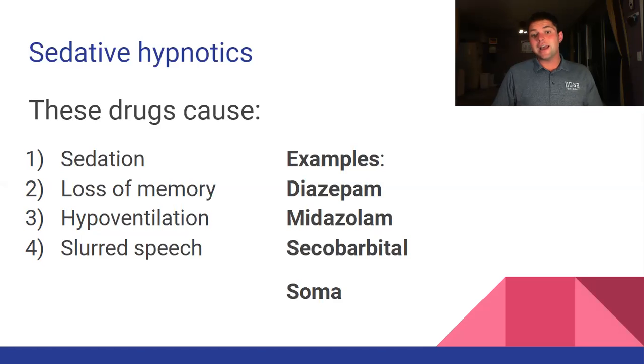Some examples here: diazepam, midazolam, secobarbital, and then Soma. And there's a couple different medications in here. The first two are benzodiazepines. Benzodiazepines are really good for seizures. So patients that have seizures will commonly have prescribed benzodiazepines. Paramedics carry them on the ambulance, and physicians use them in the emergency room, as do nurses and every other healthcare provider that has them in their drug scope.